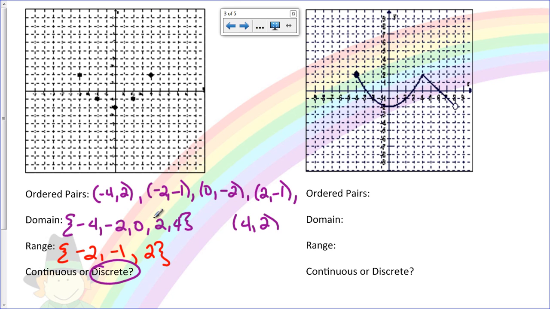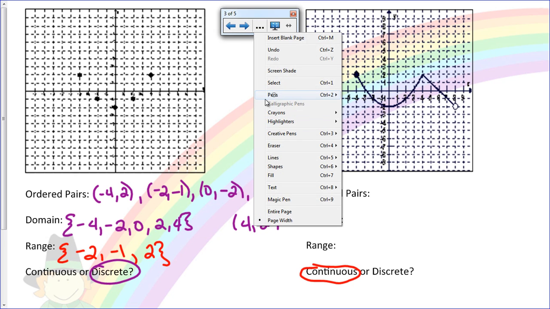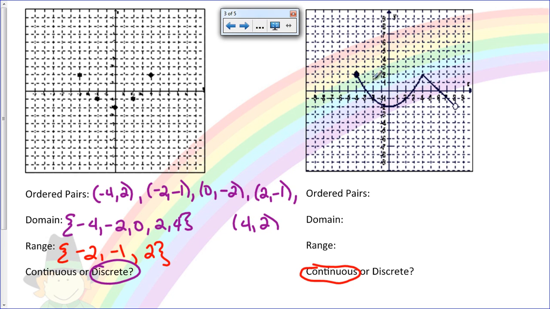So the next example, this is a continuous graph, because if you will notice, this graph is connected. There are no gaps, there are no holes. So we have this pretty little graph. Now we are not going to write the ordered pairs for this because it is continuous. We only write ordered pairs when we are doing a discrete graph.